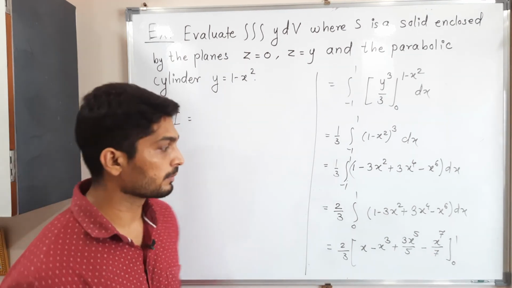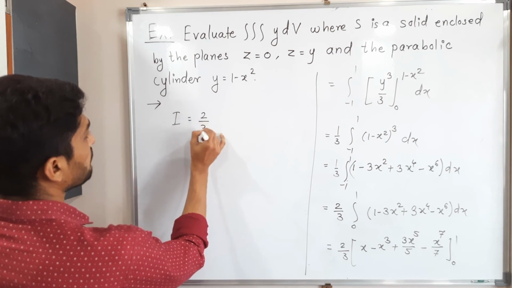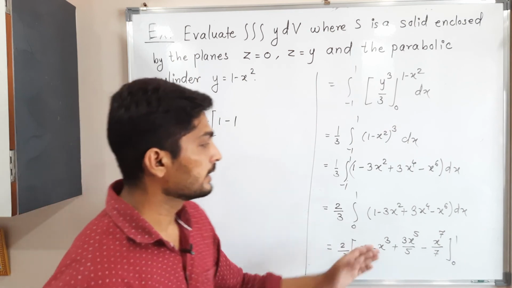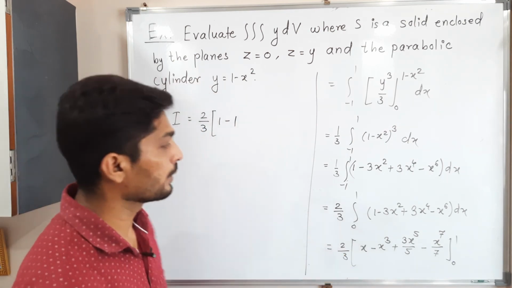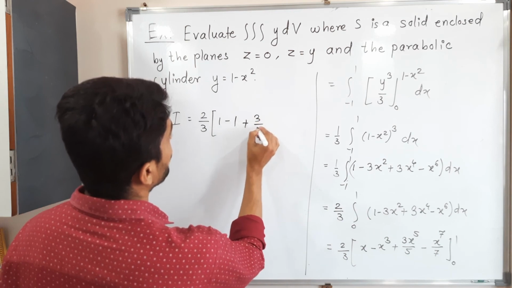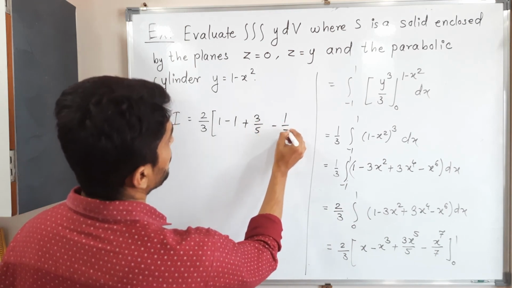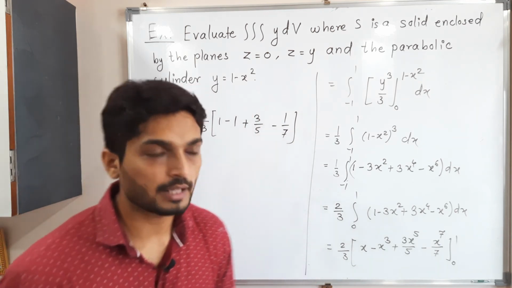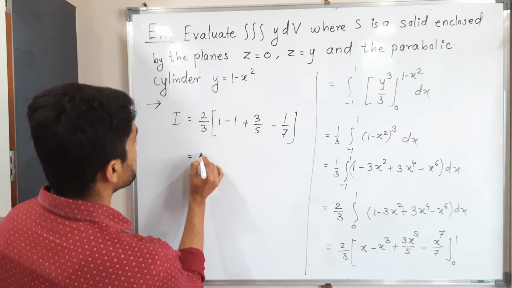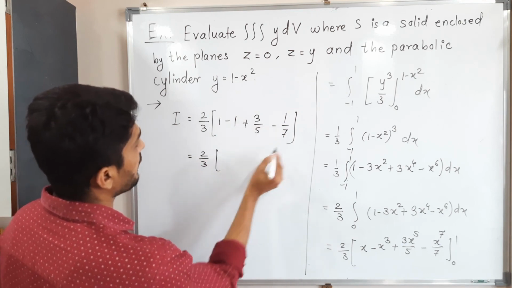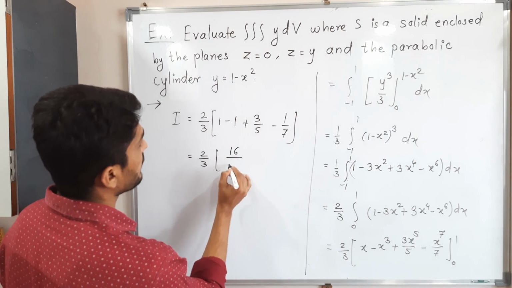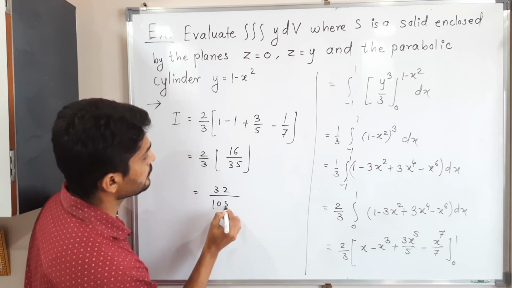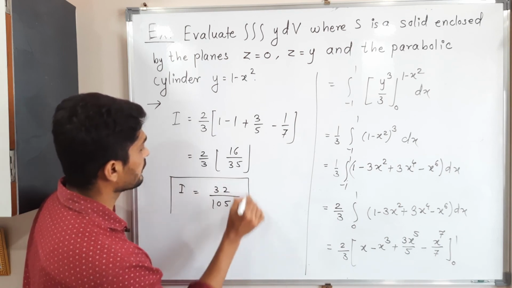Okay, so let us finish this problem. So 2 by 3, I am putting the upper limit. If I put the upper limit 1, 1 minus 1, since any power of 1 is 1, so 1 plus 3 by 5, since 1 raised to 5 is 1, minus 1 by 7. No need to worry about the lower limit since it is 0, and 0 raised to anything is 0. So 1 minus 1 will get cancelled, leaving 2 by 3. We will cross multiply, 21 minus 5, it is 16 by 35. So if you multiply, we get 32 upon 105. So this is the required answer.